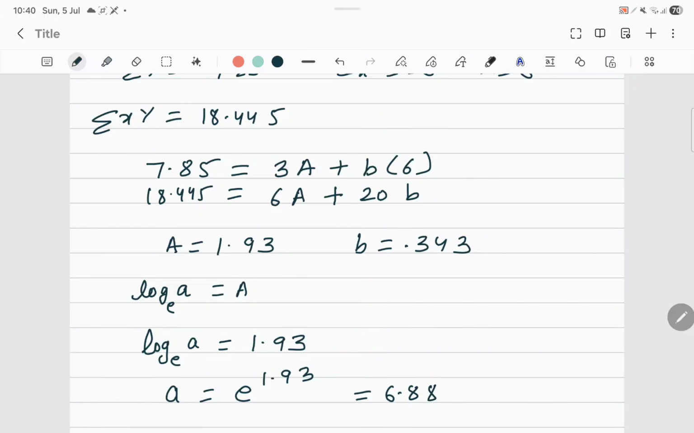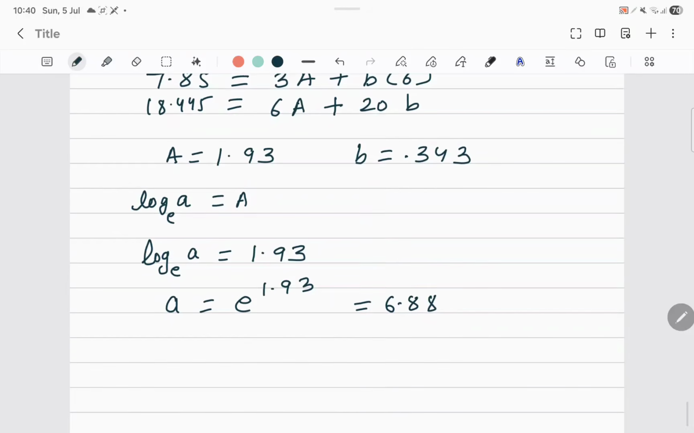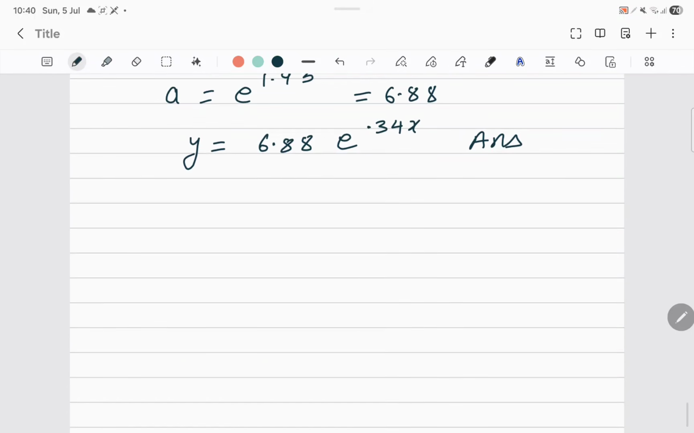There will be a little bit of difference because exponential and log curves are very steep curves. Even a small value like 0.1, if you take it differently in calculation, there will be a big change, right? So my final answer will be y is equal to 6.88 e to the power 0.34x. So this is my final answer. I hope this is very clear how to do it now. Yeah. So now let's move to the next question.